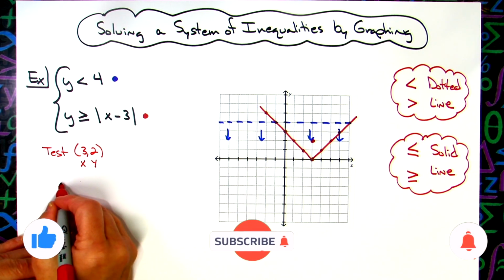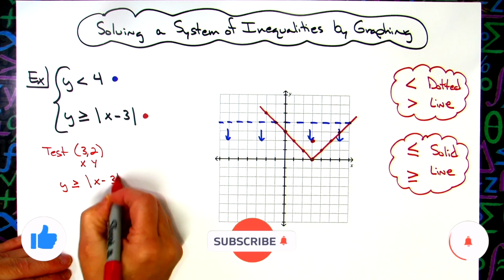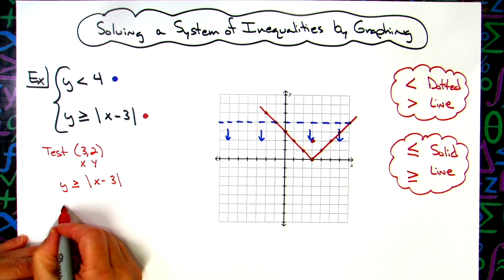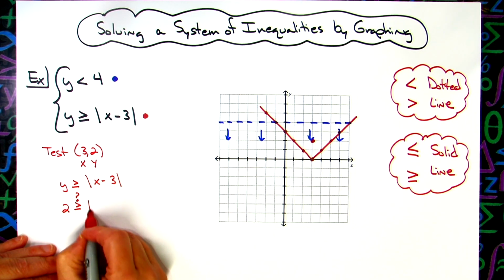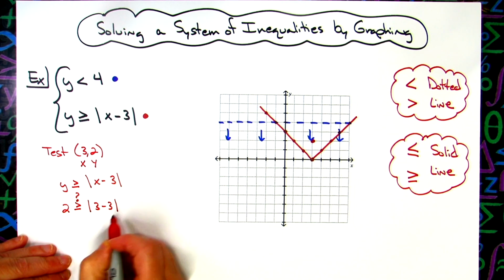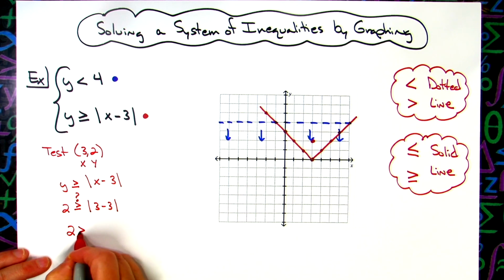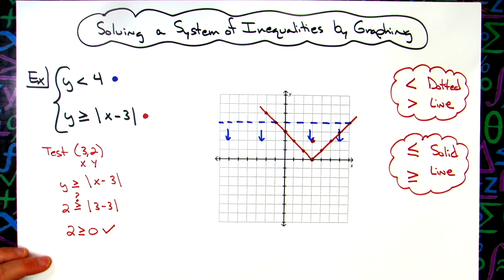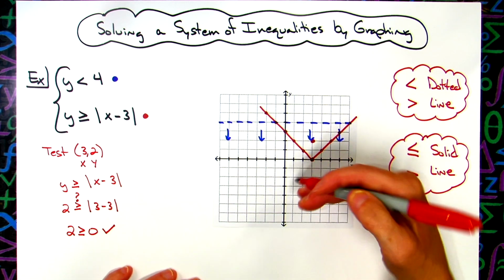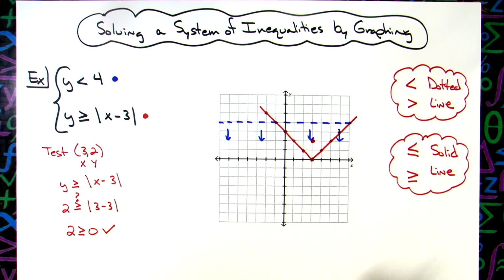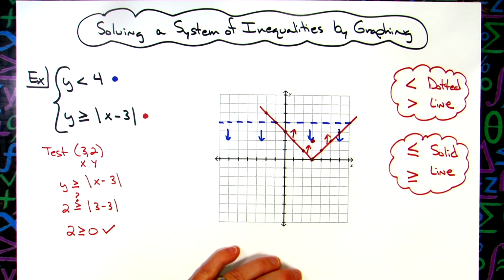So I can take that inequality, y is greater than or equal to absolute value of x minus 3. Plugging in the values, I'm going to have a 2 here for the y. I'm going to ask myself, is that greater than or equal to the absolute value of 3 minus 3? Well, 3 minus 3 is 0. Absolute value of 0 is 0. So 2 is greater than or equal to 0. So it does check, it is a solution. So if one point above the inequality is a solution, then all of the points above it are also solutions. So again, just throwing some arrows in there to remind myself which way I am shading.